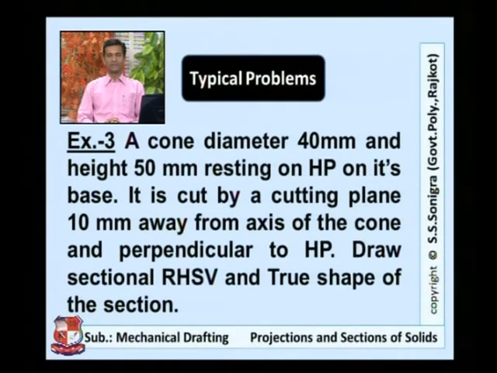Here the cone is given and it is resting on HP on its circular base. Hence its top view will be a circle of diameter 40 mm and its front view will be a triangle with height 50 mm and width 40 mm at the base. Now it is cut by a cutting plane which is 10 mm away from the axis of the cone and it is perpendicular to HP. So the solution of this problem would be like this.